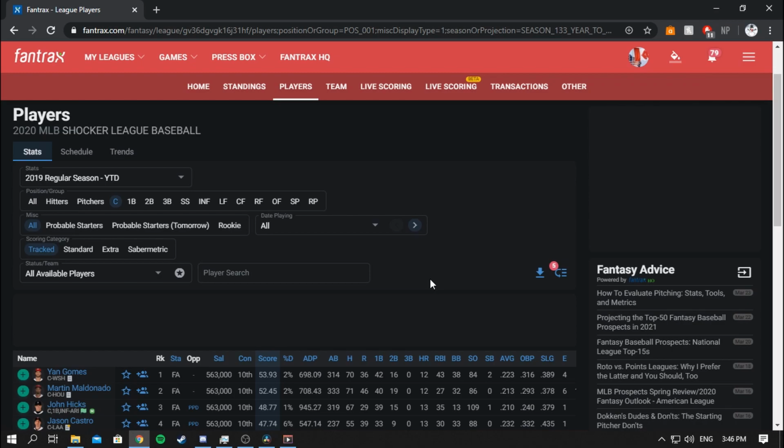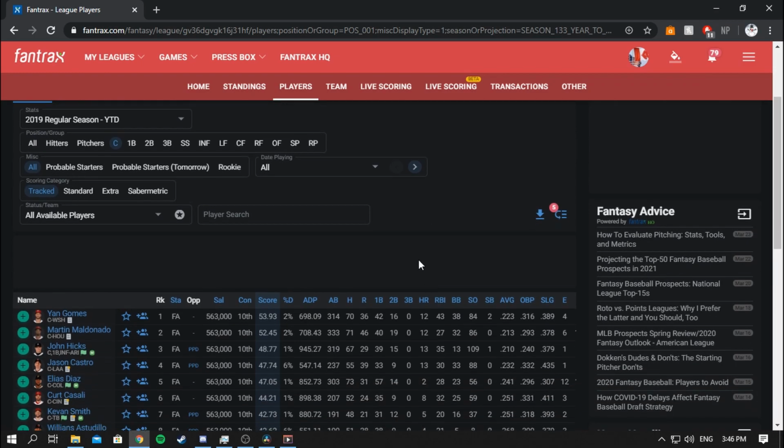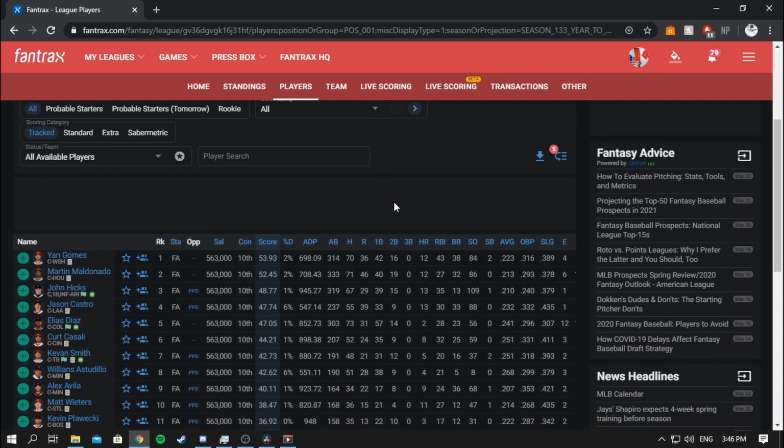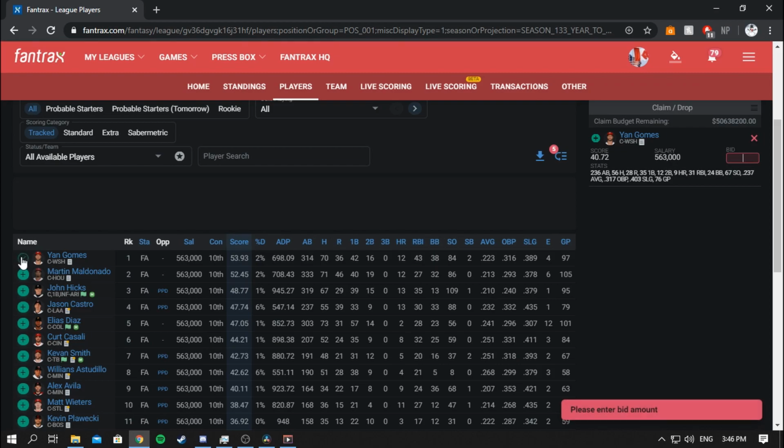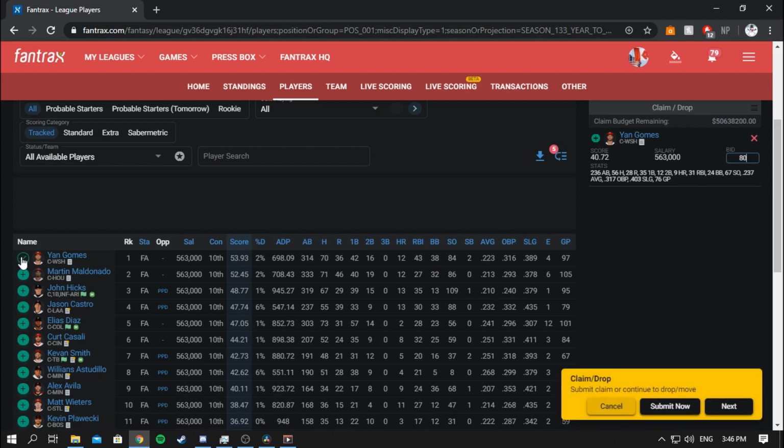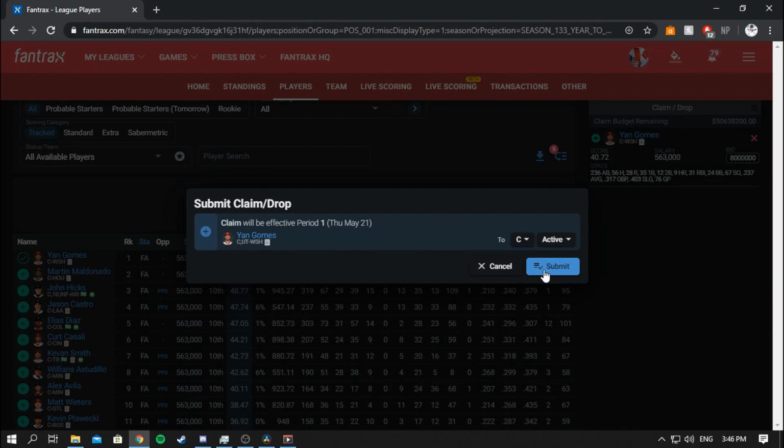I want to add two catchers, let's say, to my team. So I'm going to make a list of however many I want, and then go from there. If I were to get Gomes, say in our league, I'd be willing to pay $8 for him. In this league, that would be 8 million. Submit.